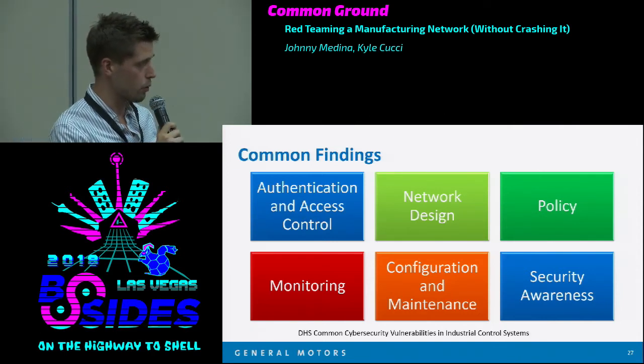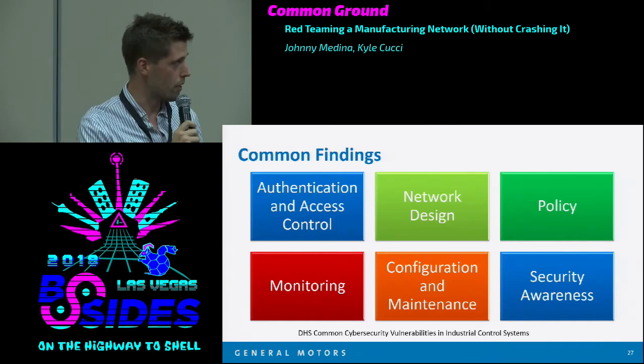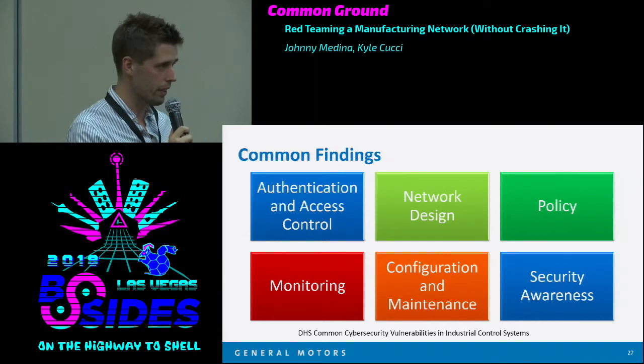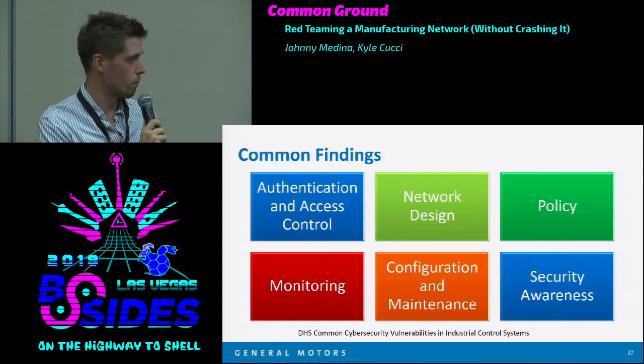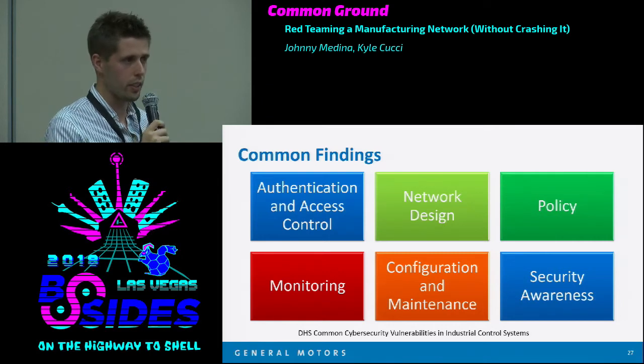Configuration and maintenance. This would be general asset management, so basically know your assets. This would involve doing an asset inventory of your manufacturing facilities and ICS environments, and really knowing what's on your network, what software, what hardware, basically knowing your network inside and out. And this goes along with also patching and maintenance.